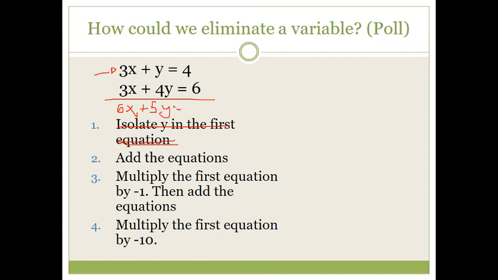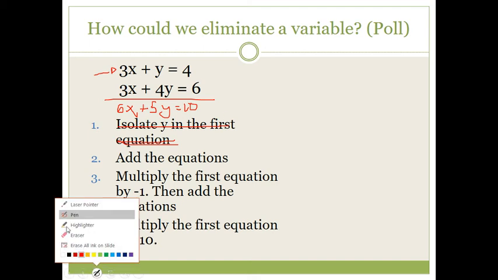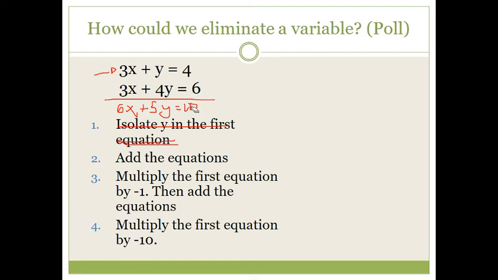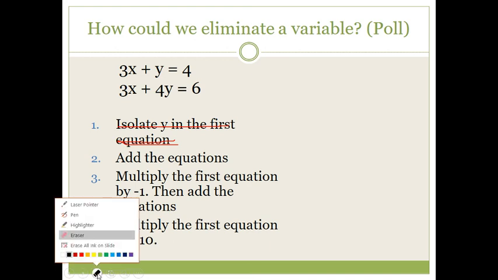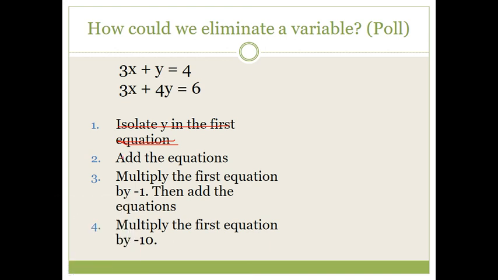That would equal 10. Notice I didn't get rid of any variable when I did that. Remember, our goal is to add them together to get one of the variables to eliminate, to go away. And right now, if I just add them together, no variables eliminate. So number 2, add the equations together, is not going to accomplish eliminating one of the variables.